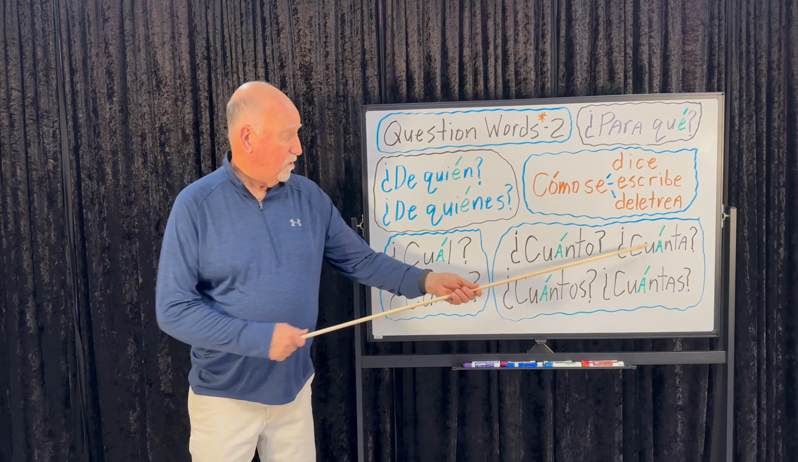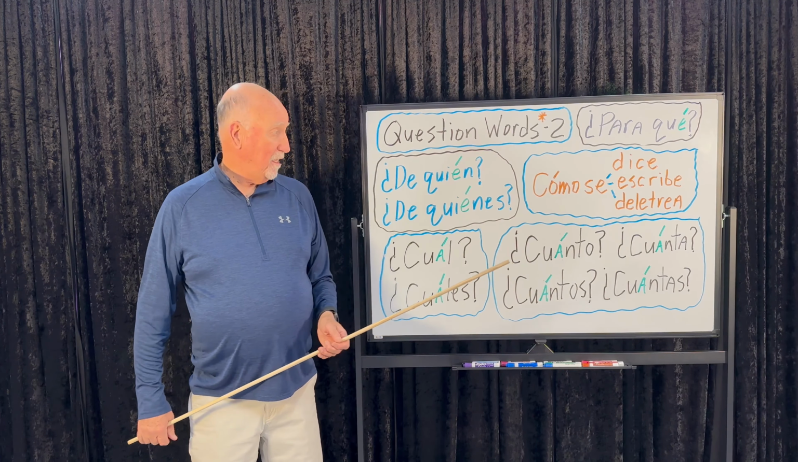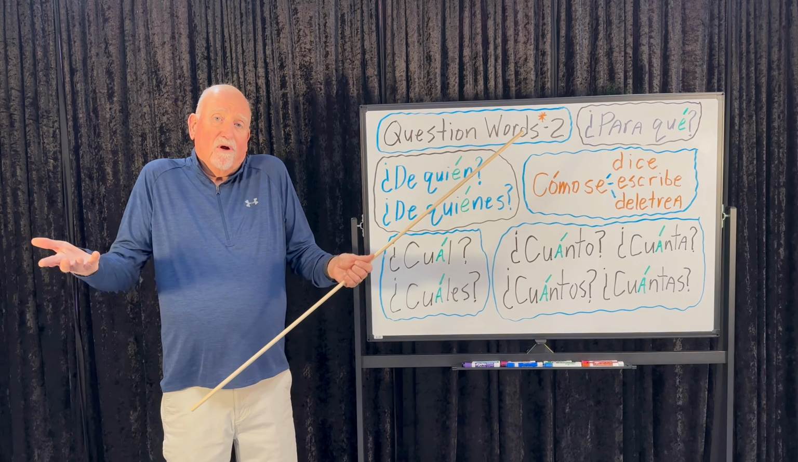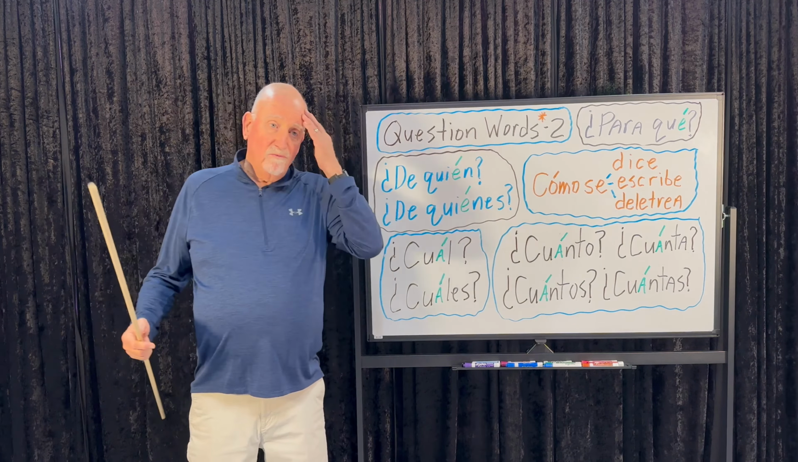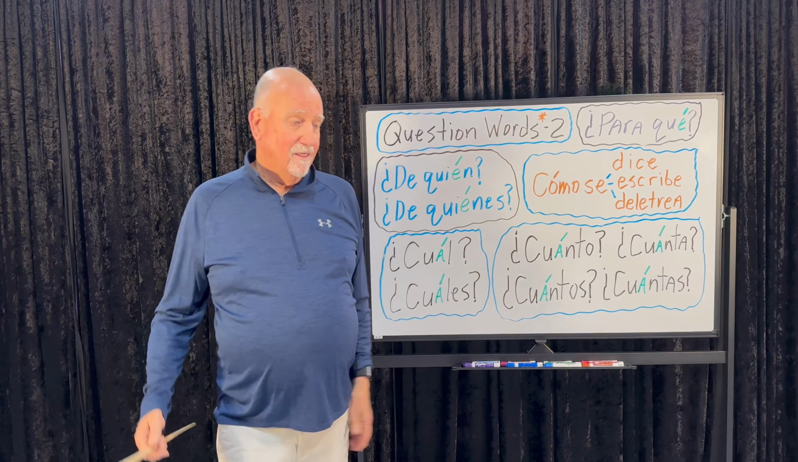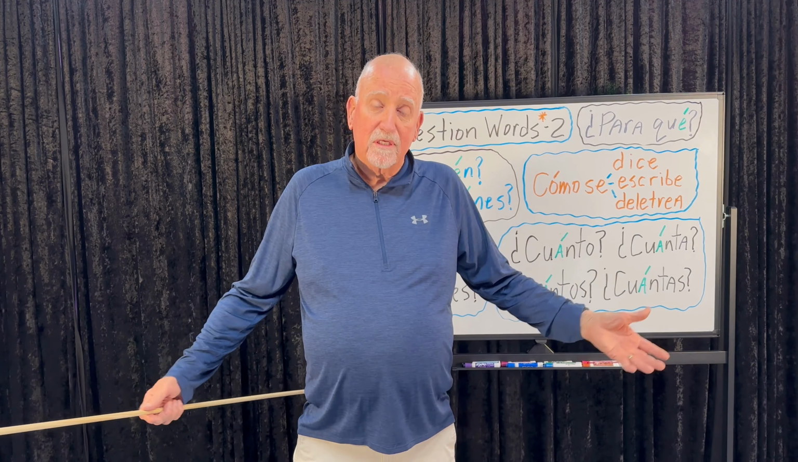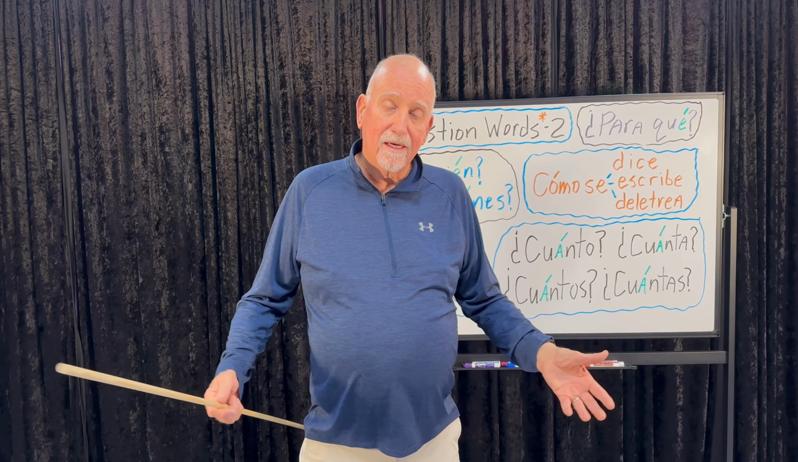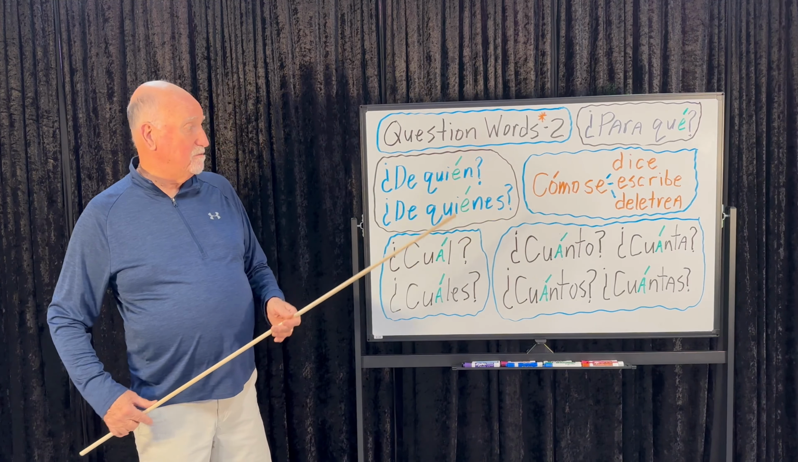So cuánto and cuánta are how much. Cuántos and cuántas are how many. We come up to the top. ¿Para qué? What for? Pues ¿para qué? Well, what for? You're going to do this, blah, blah, blah. ¿Para qué? What for? What's the purpose? Now, here are the 3 phrases that we mentioned before.